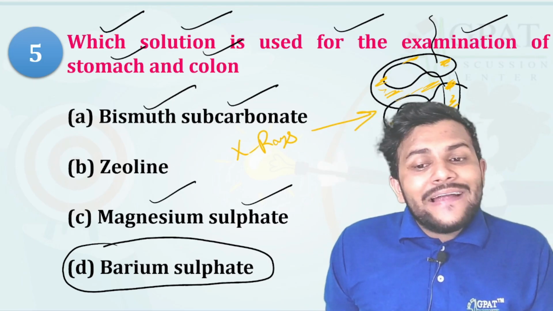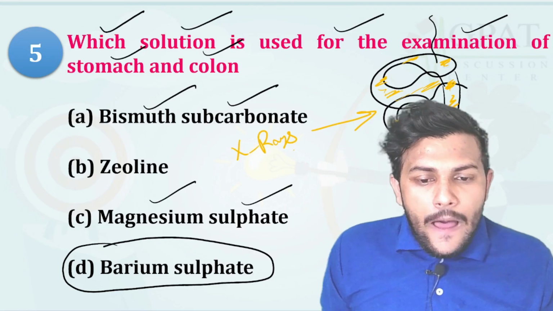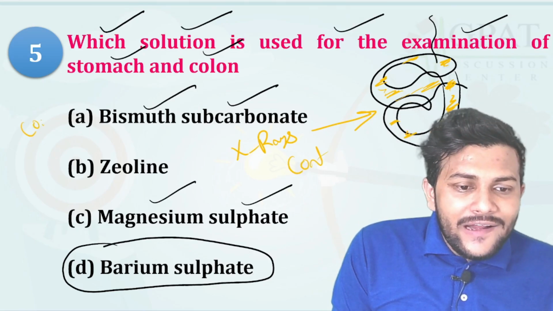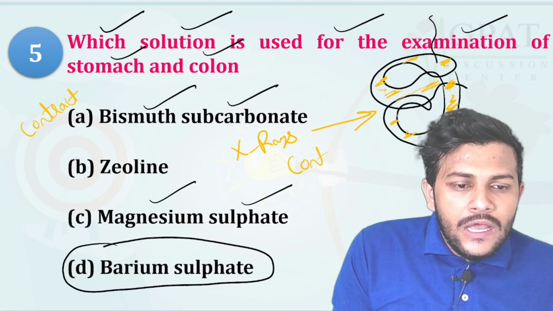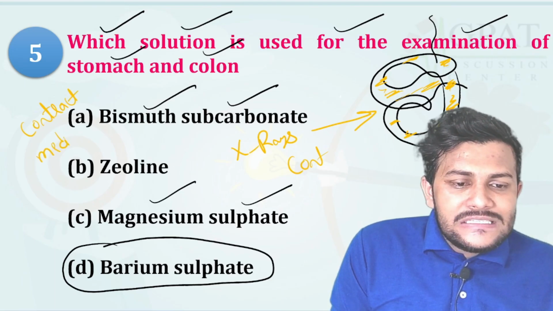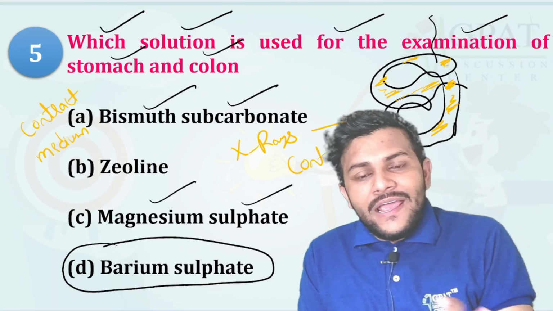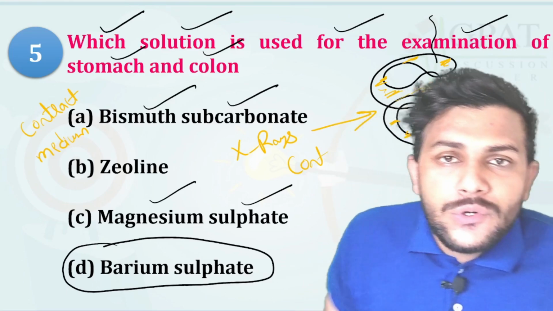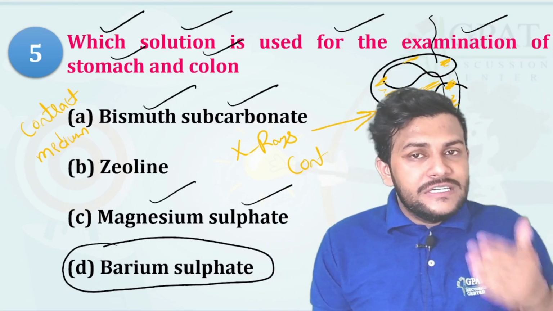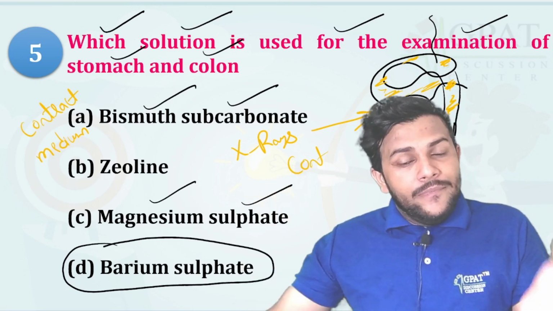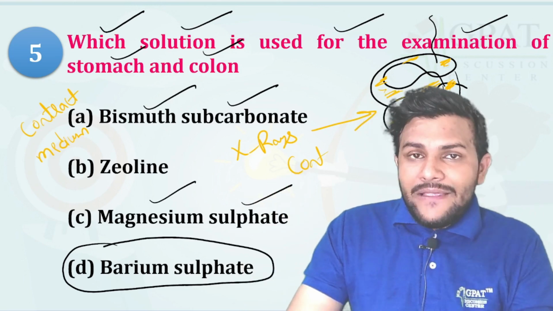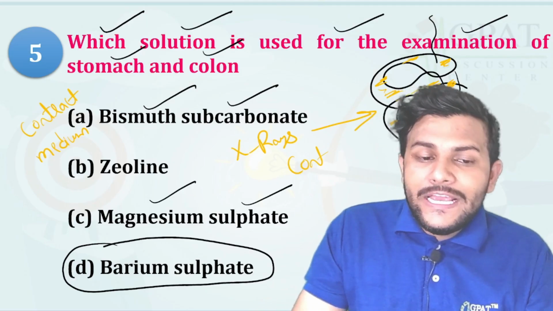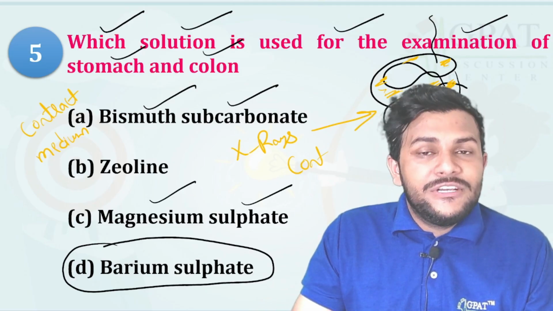So it acts as a contrast medium. Barium sulfate acts as a contrast medium. X-ray is not going to pass through the barium sulfate. Barium sulfate does not undergo absorption in the small intestine or large intestine, and radiologists can easily examine the internal structure of the stomach and colon, and they can easily identify what problem the patient has.